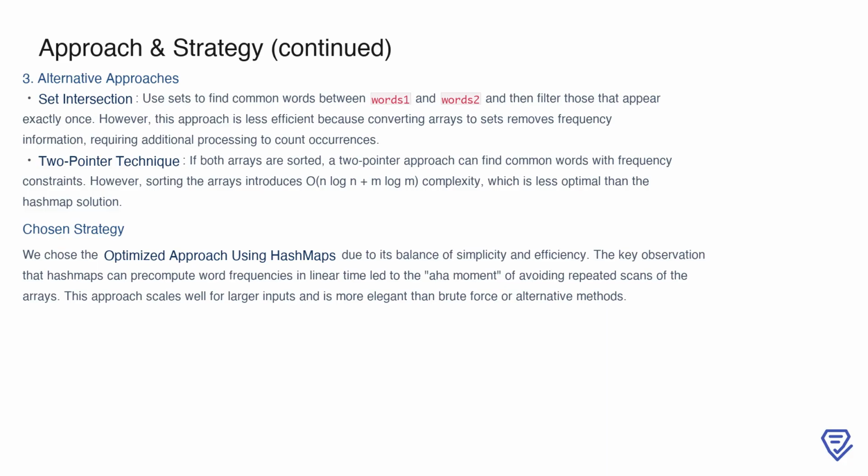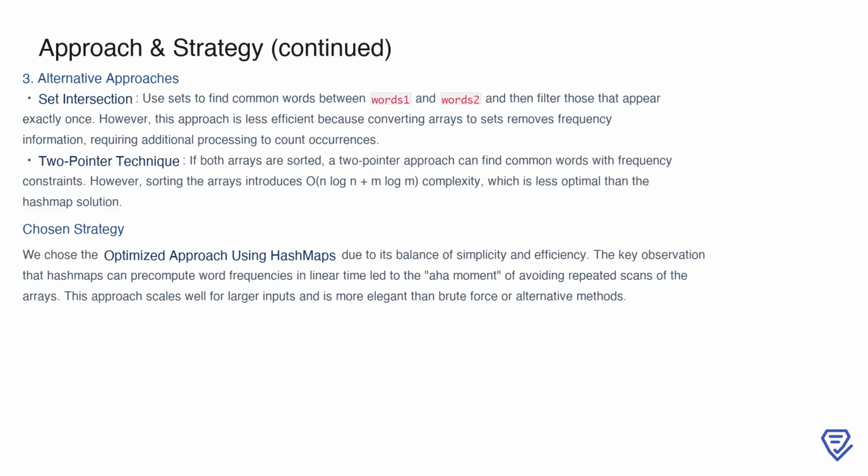One idea was to use set intersection, where we find the common words between the two lists using sets and then filter for words that appear exactly once. However, this method has a drawback. Converting arrays to sets removes frequency information, meaning we would still need additional processing to count occurrences.